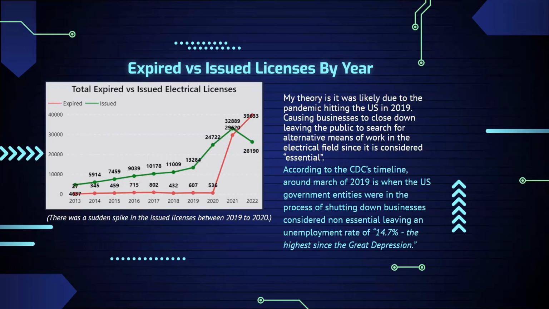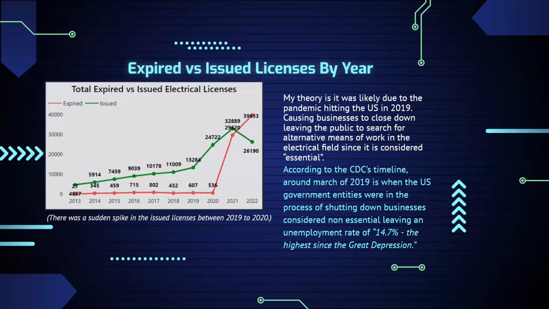Delving deeper into the expired versus issued licenses, I created this chart to view it by year, going all the way from 2013 to 2022. As you can see, going up to 2019 from 2018, there was a little bit of a jump on the issued, only about 2,000 of them.